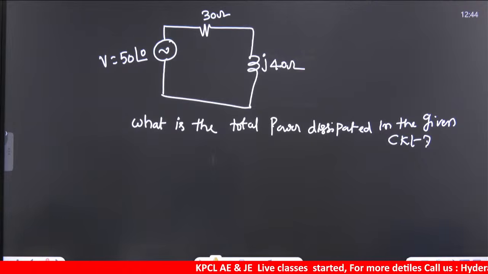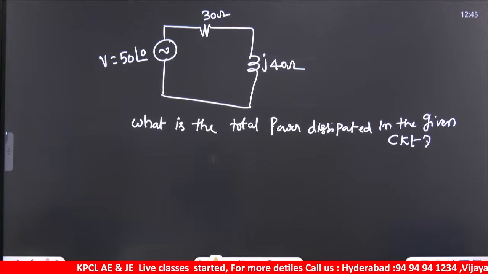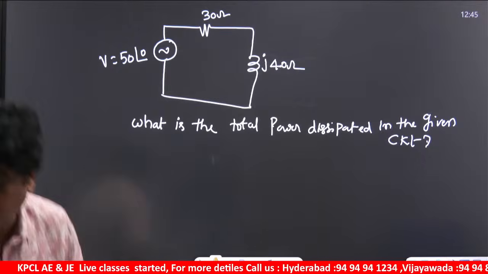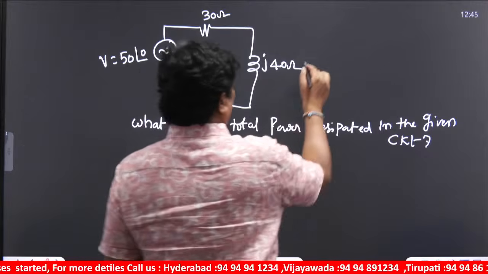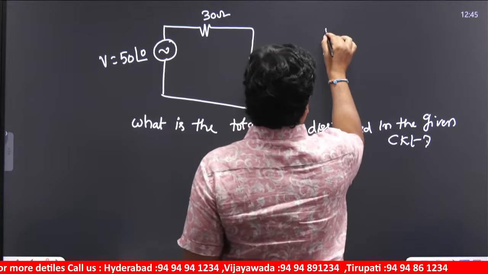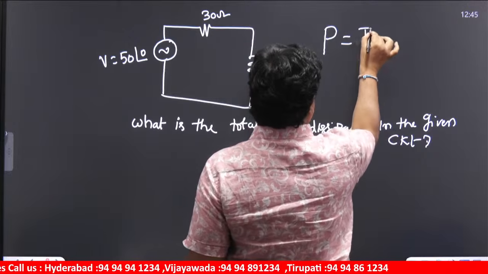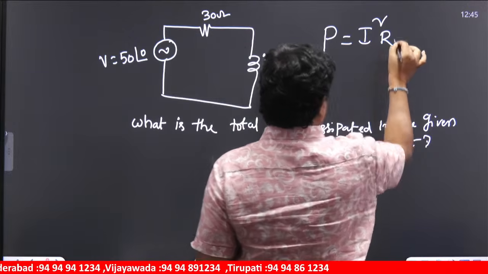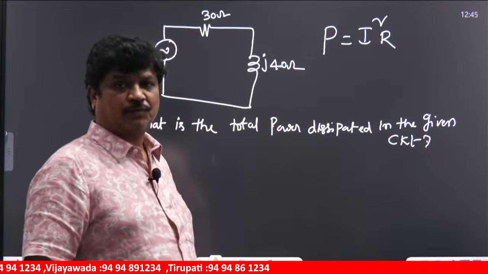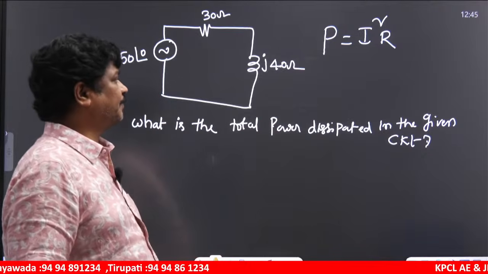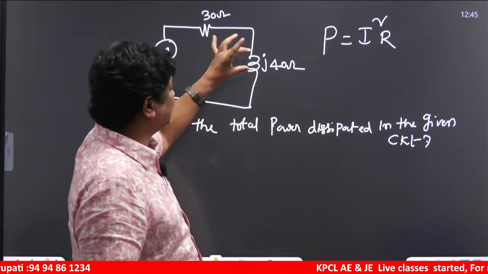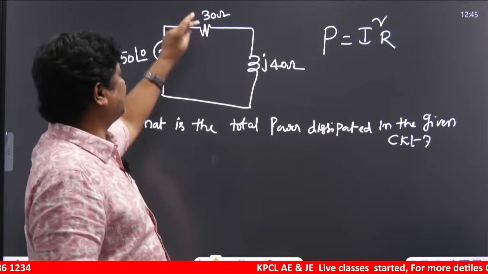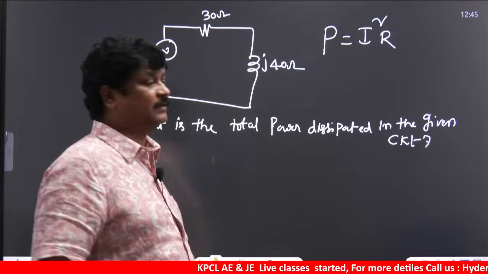Right, Amma? Here, the total power P is equal to I square into R. Total power is I square into R, because the power is not dissipated in the inductor. Power is dissipated only in the resistor.